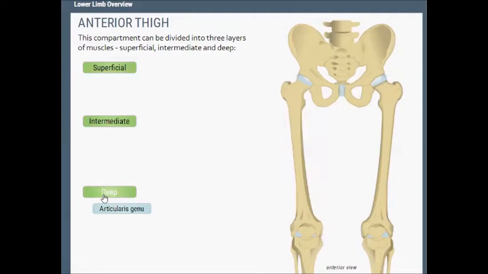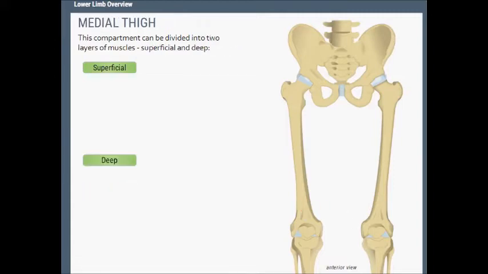And in the deeper part, there is only one, the smaller one, that is articularis genu. So the anterior thigh is divided into three parts: superficial, intermediate, and deep. And again, you have to learn the names first of all, compartment-wise. In the medial thigh, there are two compartments only.